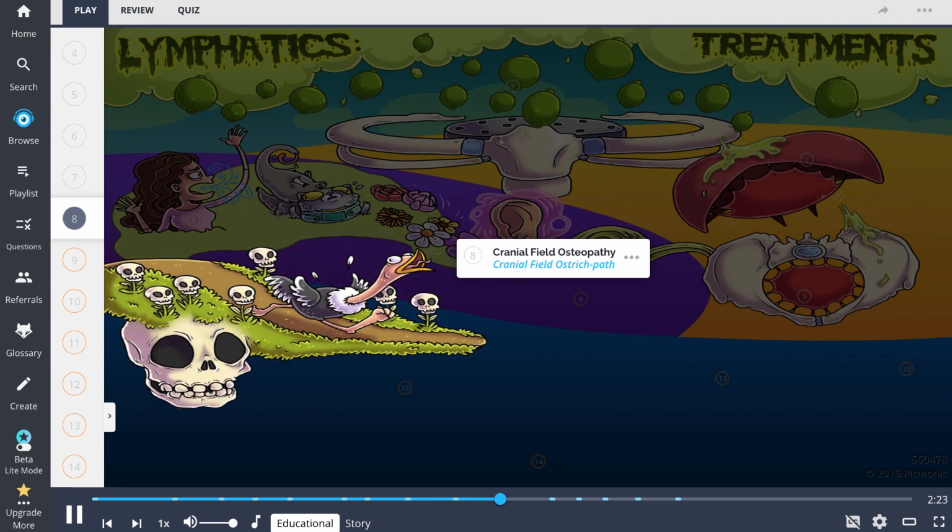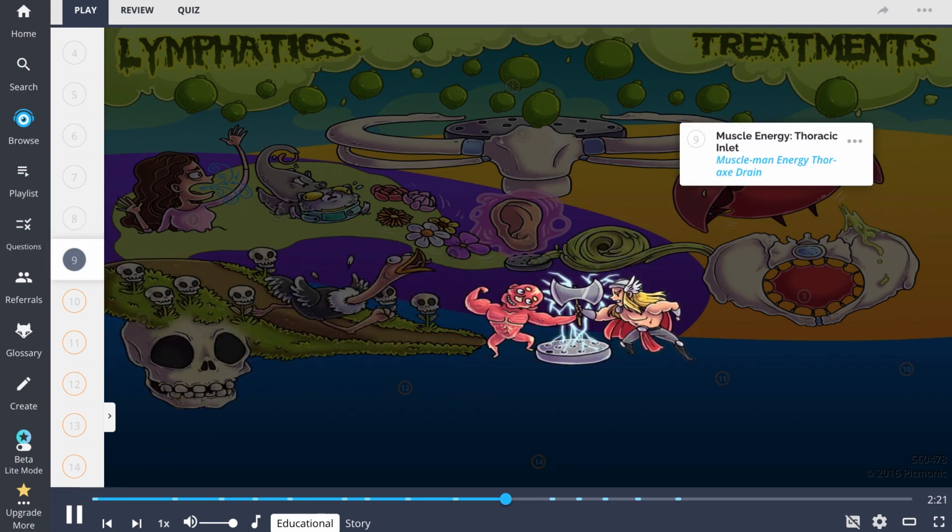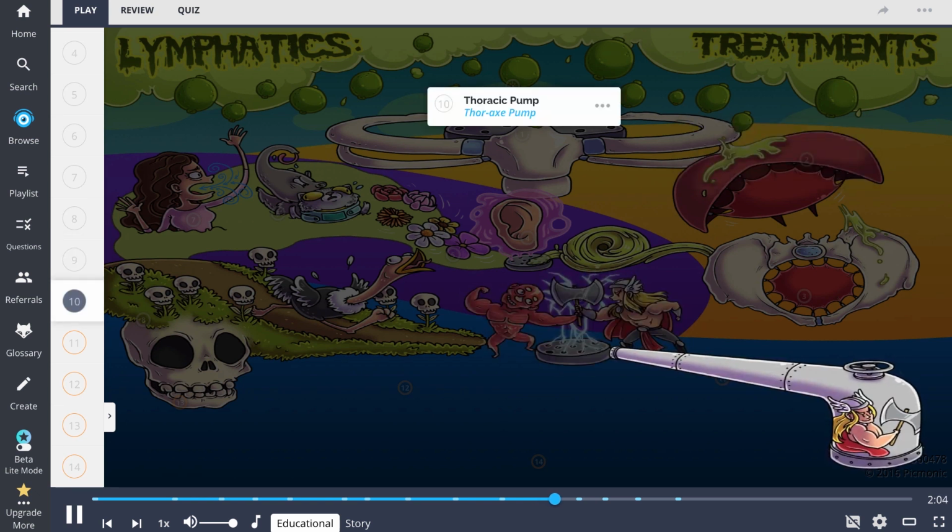of the body. Muscle energy to the thoracic inlet can also assist thoracic drainage. It is easy to draw a parallel between Muscle Man twisting his neck to combine with the energy of Thor's axe and using muscle energy to release the thoracic inlet. This technique is complementary to the thoracic inlet release. The thoracic pump increases the thoracic range of motion, therefore lymphatic return, just as our cartoon thorax pump undulates around to get lime juice moving.